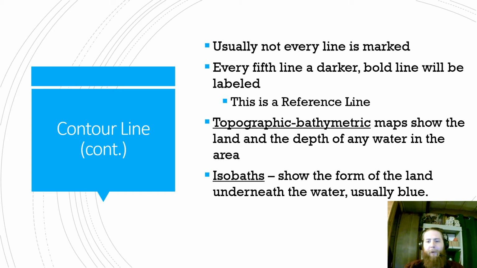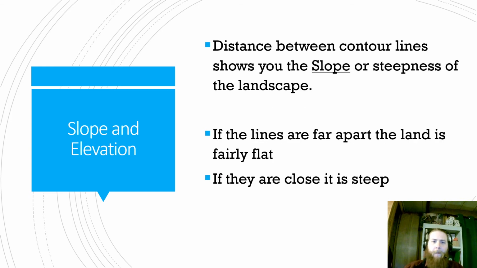Another type of topographical map you might run into is a topographical/bathymetric map, and this shows both the land and water elevations. So it shows how high the land goes and how deep the water goes. Isobaths show the form of the land under the water. Usually this part of the map will be blue, so you can see that it's probably going to go down as you get towards the center of it.